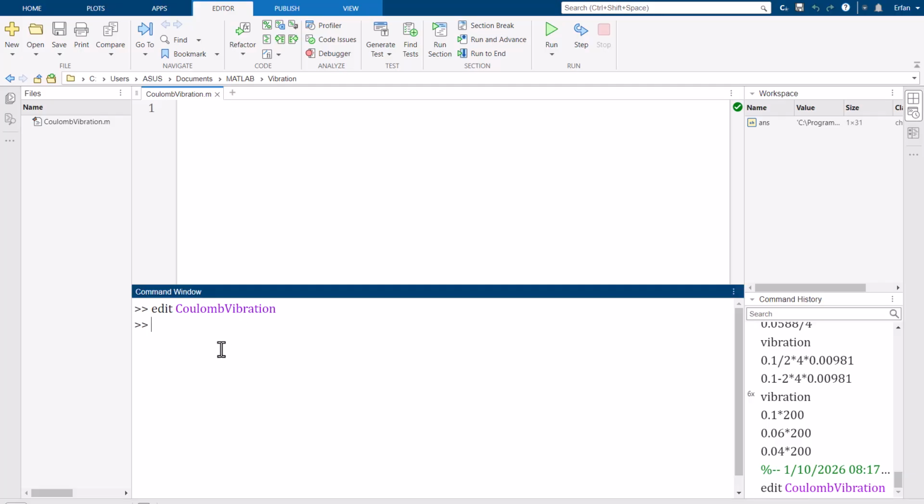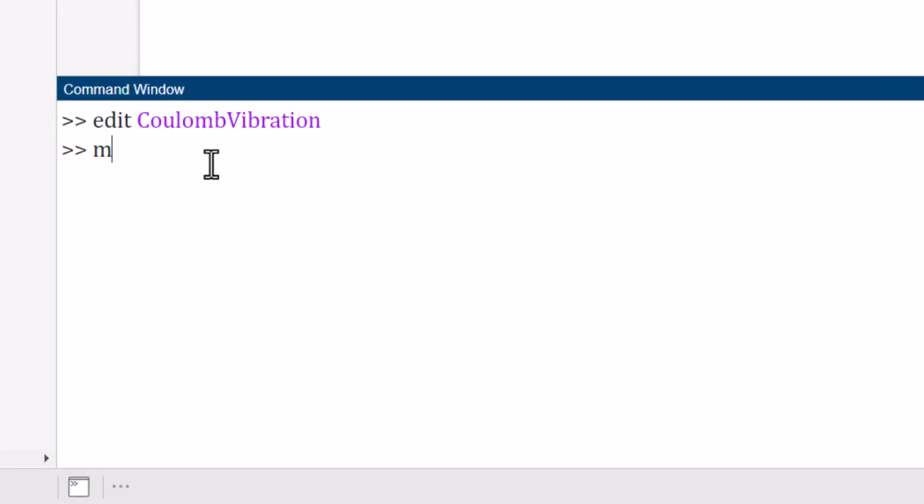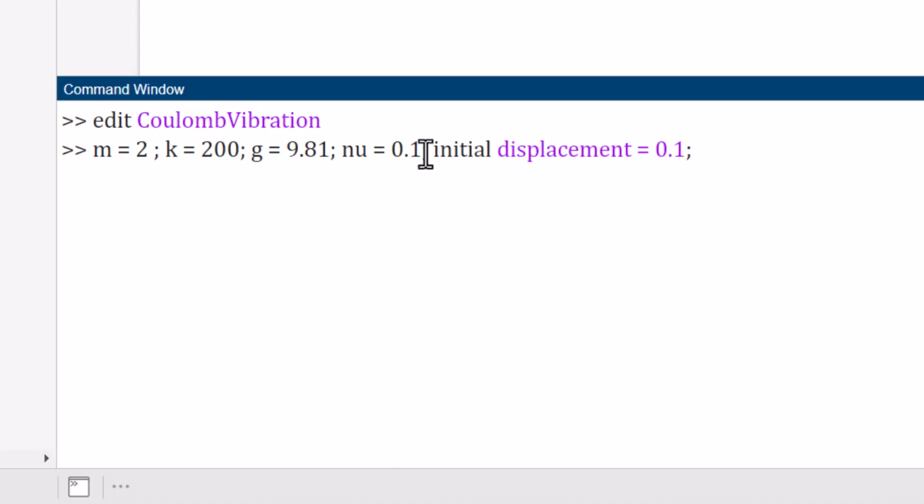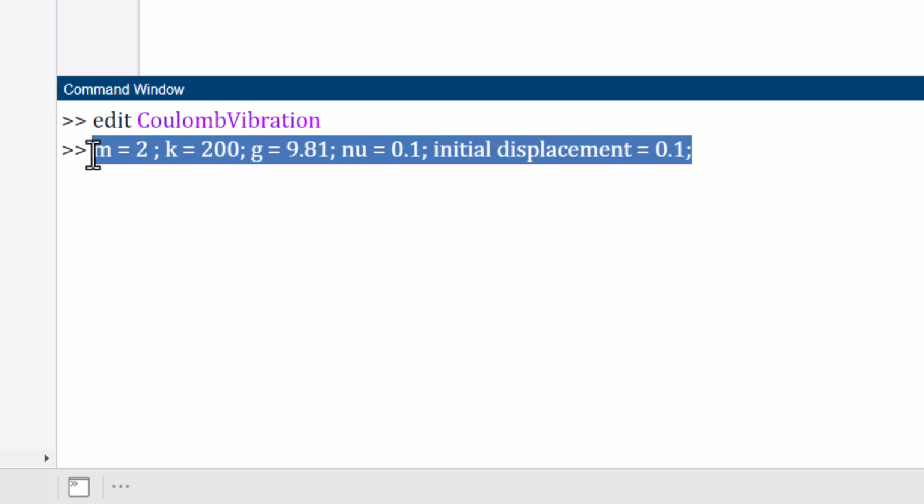Okay, so suppose you have this problem. You have a mass equal to 2 kilograms, and a spring with a spring coefficient equal to 200 newtons per meter. The gravitational acceleration is equal to 9.81, and the friction coefficient is equal to 0.1. The initial displacement is equal to 10 centimeters, so I write it as 0.1 meters.